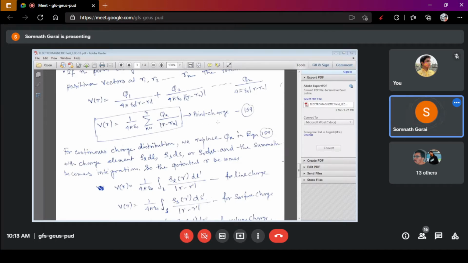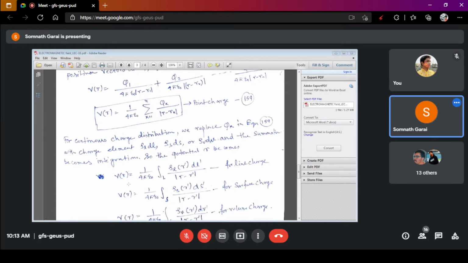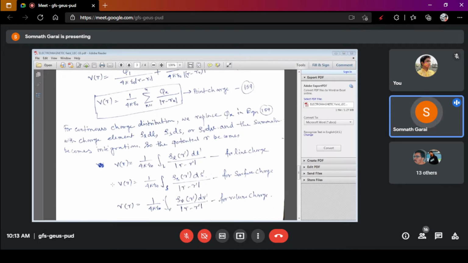Okay. Now, for continuous charge distribution, that means if we take these point charges q1, q2, q3 and so on along a straight line, and continuous charge distribution means that along a straight line, at all points the charge distribution is equal, right?